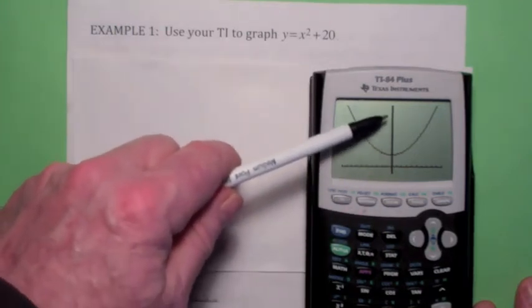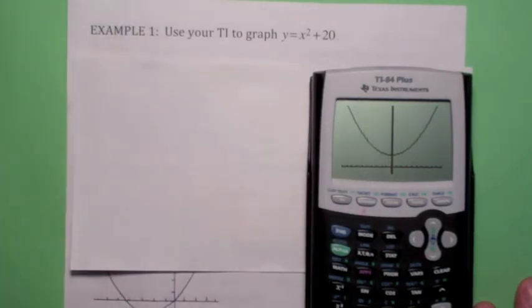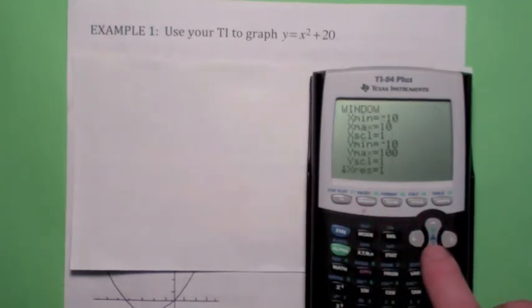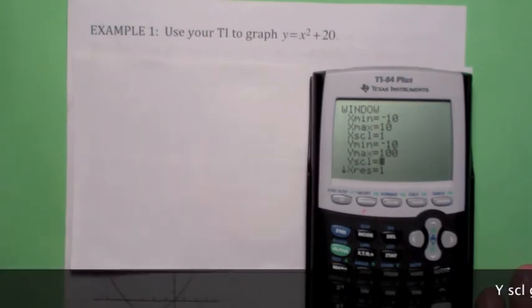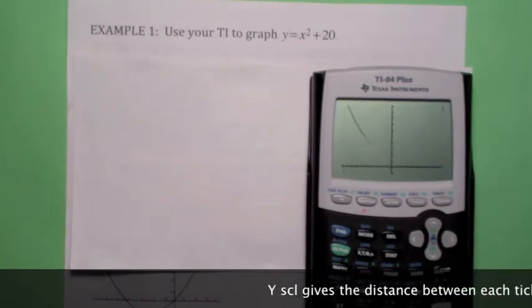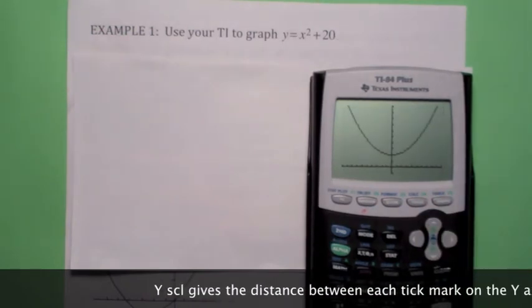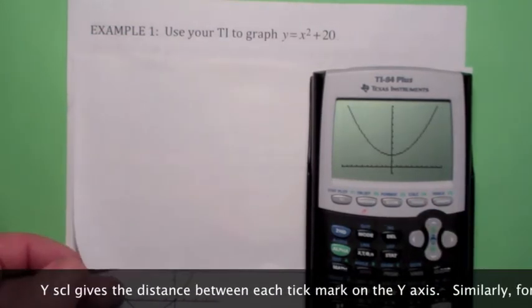There's this problem on the y-axis. It's all darkened because it's putting tick marks every single pixel. If you hit the window button again, you don't want that many tick marks. See, the y scale tells you the tick marks on the y-axis. Instead of every 1 unit, let's have a tick mark every, say, 10 units. There you go. So this would be a good graph for this function here.